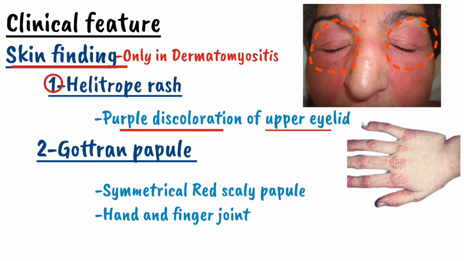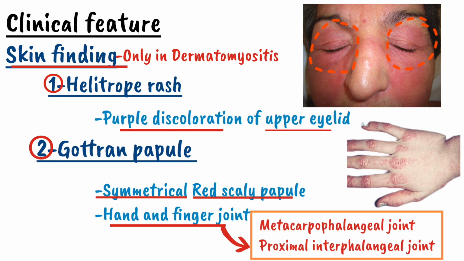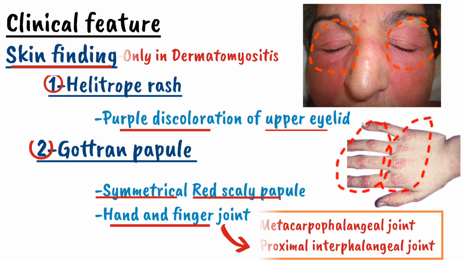Apart from the heliotrope rash, dermatomyositis can also cause Gottron's papules. Gottron's papules are symmetrical red scaly papules. These Gottron's papules are present at the hand and finger joints, predominantly involving the metacarpophalangeal and the proximal interphalangeal joints. As you can see, these red scaly papules are called Gottron's papules. These two, the heliotrope rash and the Gottron's papules, are characteristic or pathognomonic for the diagnosis of dermatomyositis.